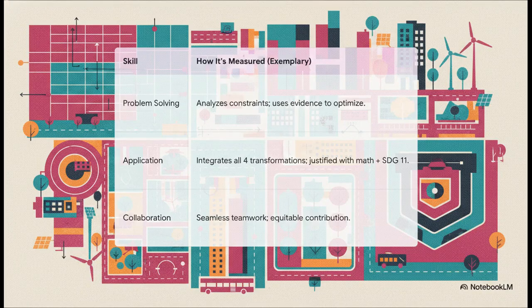And check this out. This shows how they were actually graded. To get a top score, it wasn't enough to just do the math right. You had to analyze problems, strategically use all 4 transformations, and link your choices back to that global sustainability goal. And you had to be a great teammate. That's way more than a math test. It's a test of real-world skills.